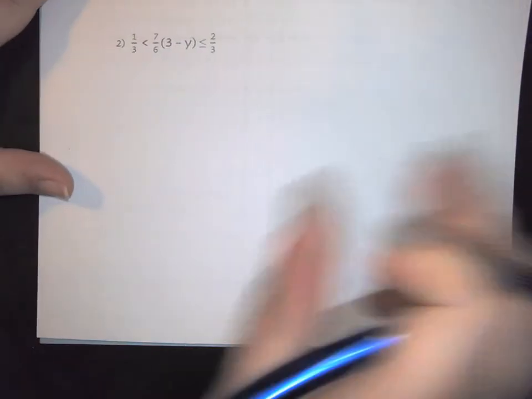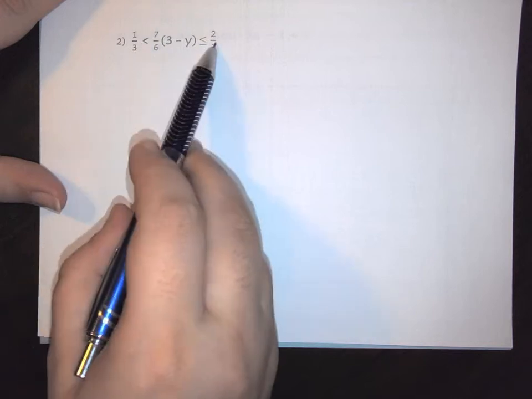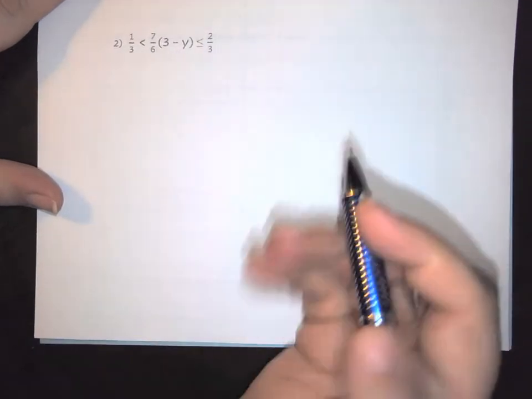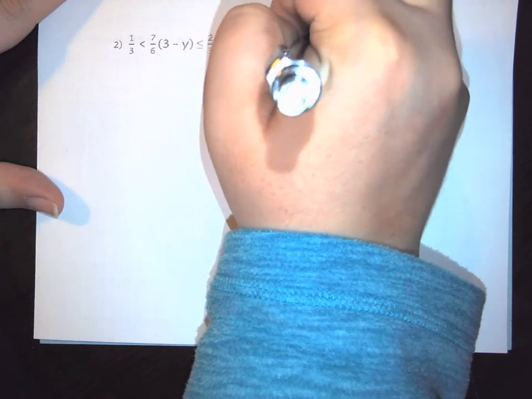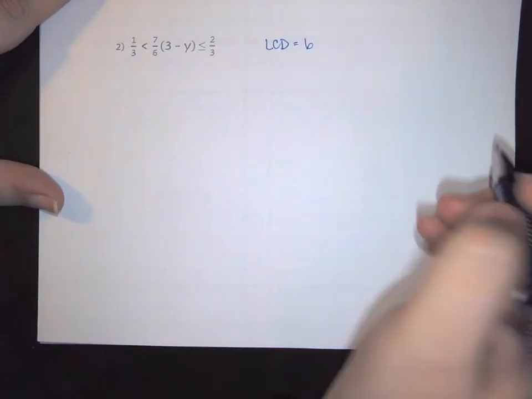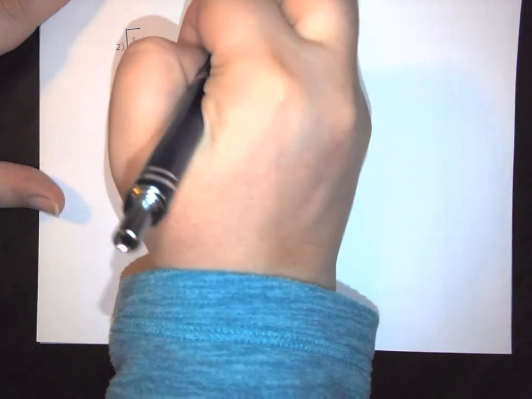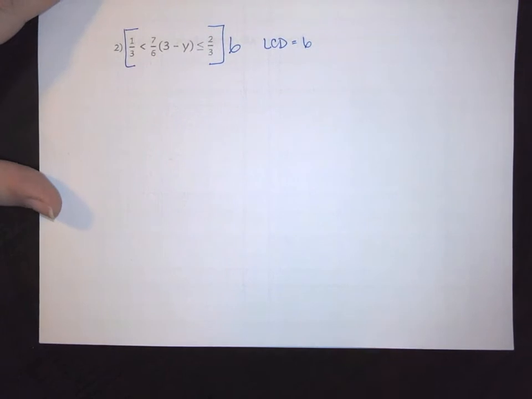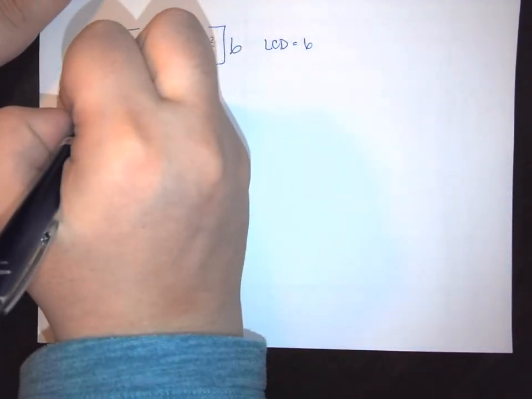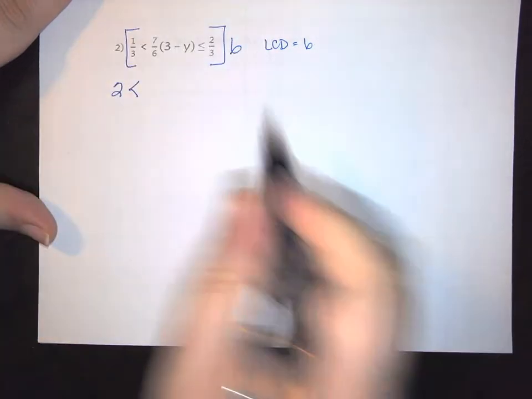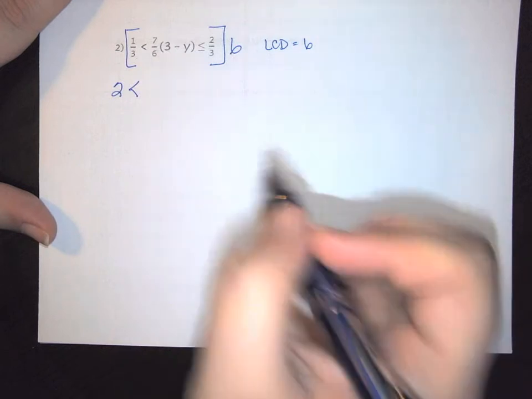All right, let's go ahead and take a look at the second one. So here, notice I have 1/3, 7/6, and 2/3. Here I have an LCD of 6. So the first thing that I'm actually going to do is multiply my entire equation by that 6. 6 over 3 is going to become a 2. So this is going to be 2. My 6 is positive, so my sign stays the same. 6 over 6 goes away.